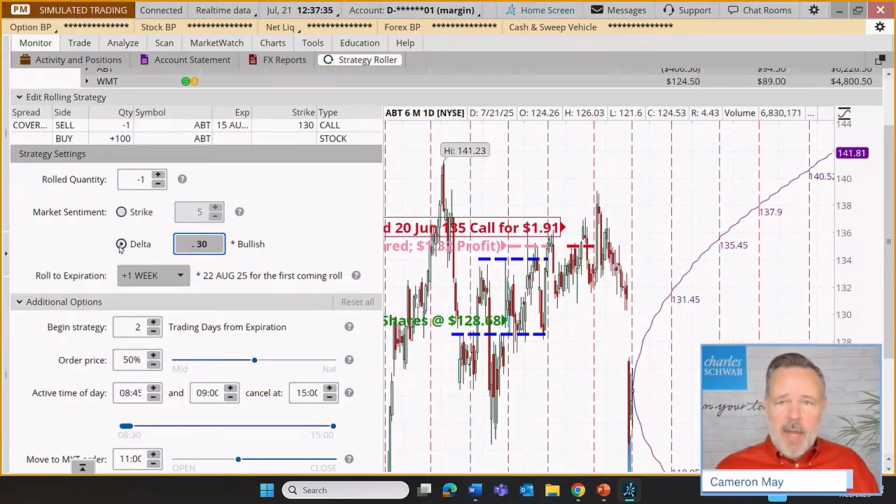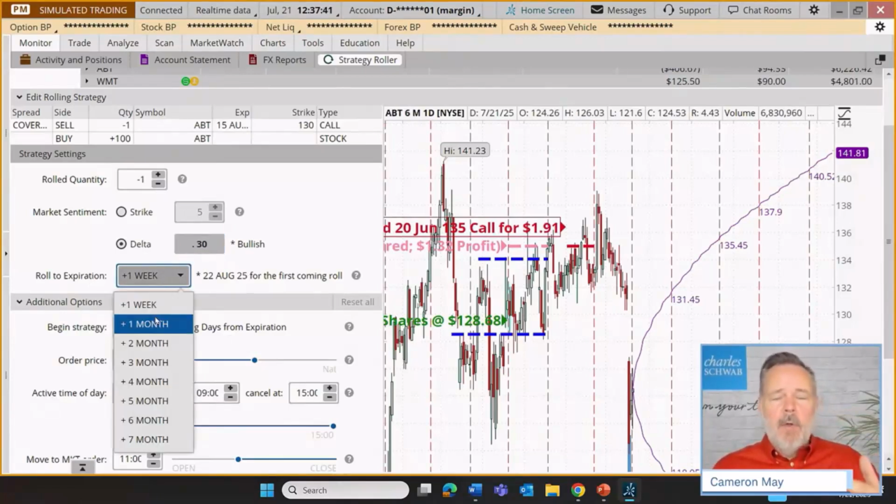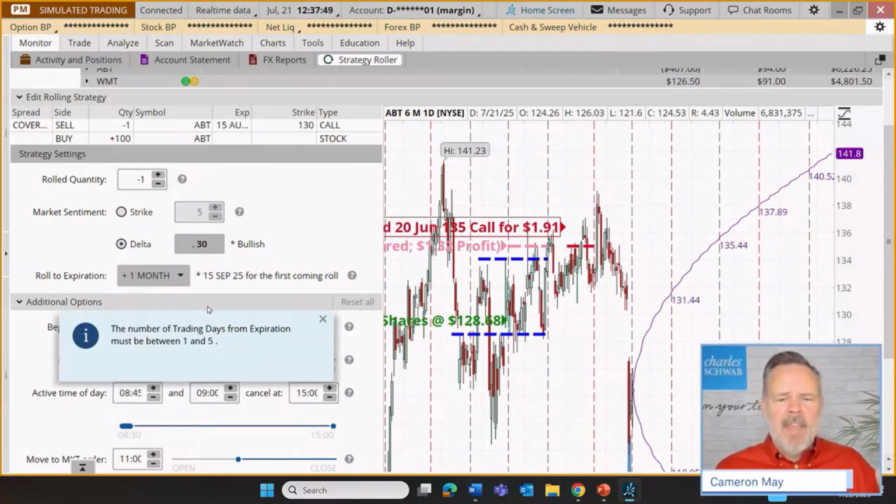So we've selected which strike, number of contracts to roll, and which expiration. Well, we can roll out a week, or a month, or multiple months. In this webcast series, we typically go out about a month. So I'm going to tell it to roll out a month. Then I get this pop-up.